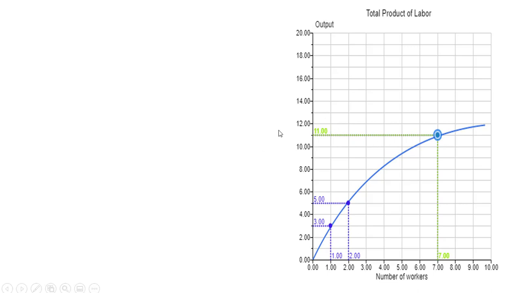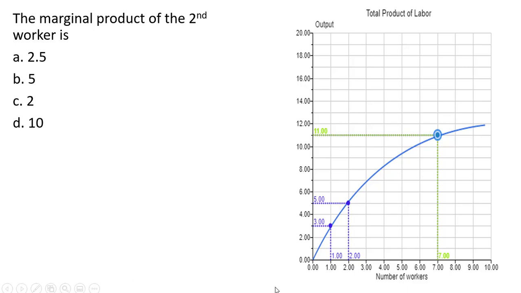All right, using this diagram, the marginal product of the second worker is, so we look at the second worker. When we have 2 workers, output is 5. When we have 1 worker, output is 3. So the increase in output from hiring 1 more worker, going from 1 to 2, is a 2-unit increase. So the correct answer here is C, 5 minus 3.